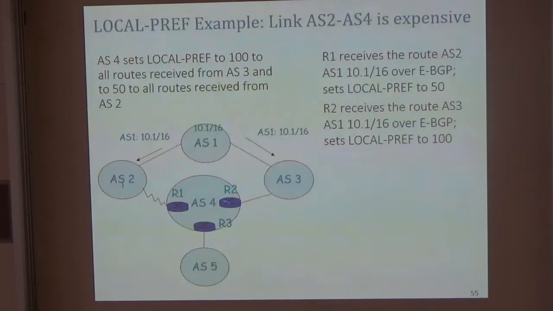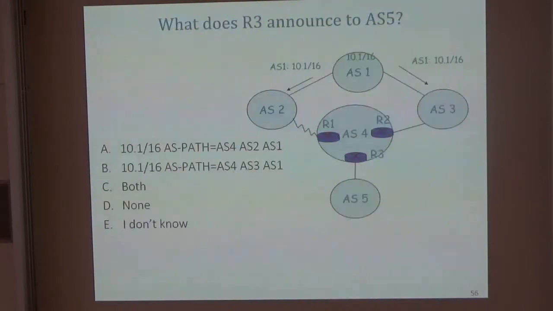Right? So R2 via the iBGP will receive similar here and will set its local pref to 100. This is done by the routers that are running eBGP. And now if we run BGP inside the mesh, and eventually R3 exports something to AS5, what will R3 announce?